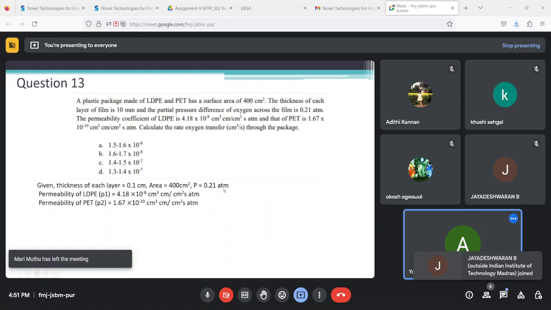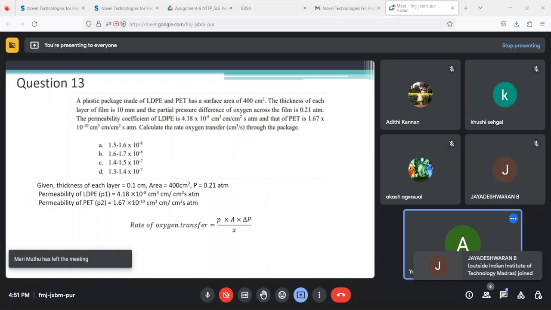So had it been thermal conduction, you would have delta T. In this case, since it is mass transfer, it is delta P, which is 0.21 atmosphere. The permeability of one layer is 4.18 into 10 power minus 8. The permeability of the second layer is 1.67 into 10 power minus 10. Again, here you are dealing with multiple layers, so you will have to find out the effective permeability. That is what we are going to do here.